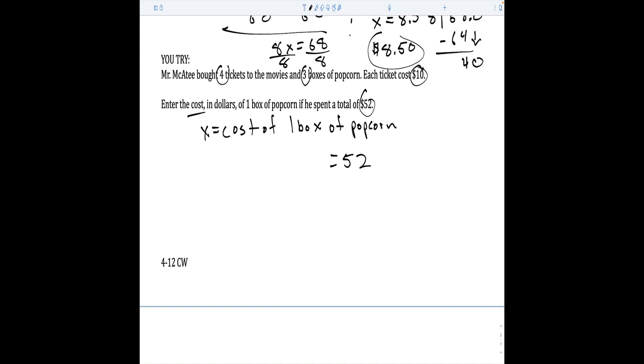What two numbers can I multiply that kind of match for this one? Baylor? The 4 tickets, and each ticket costs $10. Yeah, so the 4 and the 10, those match. That'd be 4 times 10. And then what would be next to the variable, Cooper? A 3? Yeah, since I don't know the cost of a popcorn yet, that's what I'm looking for. Good. You should have an equation that looks kind of like that. Solve it in 30.